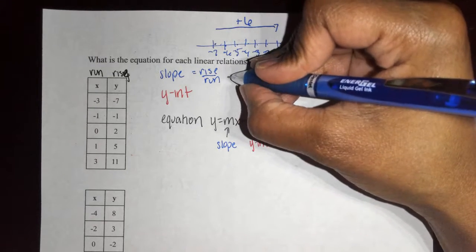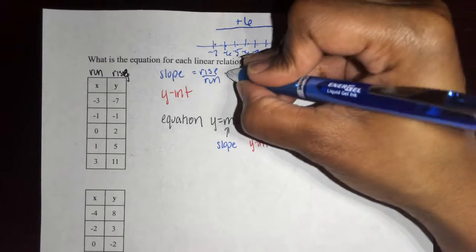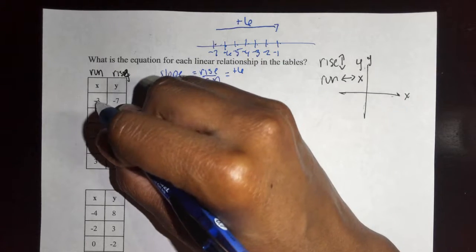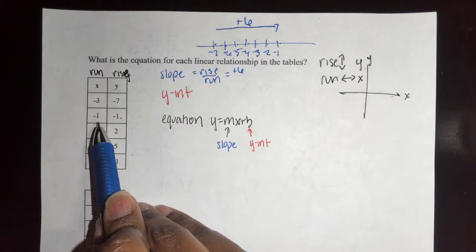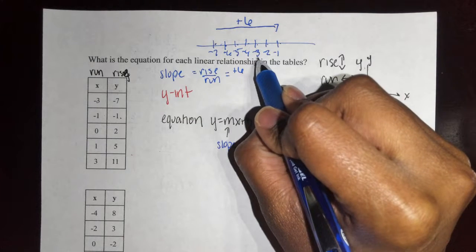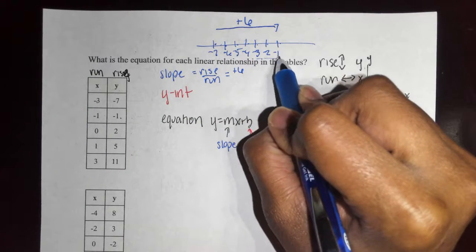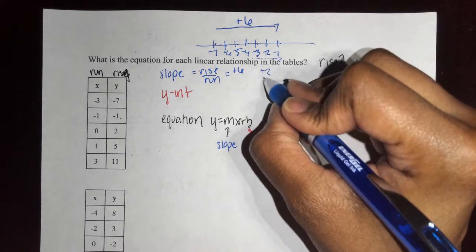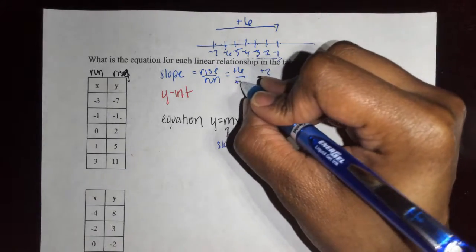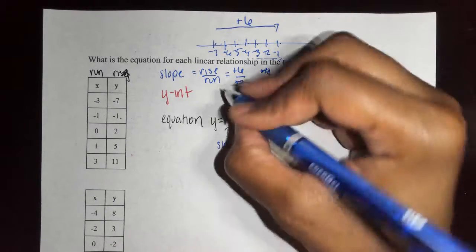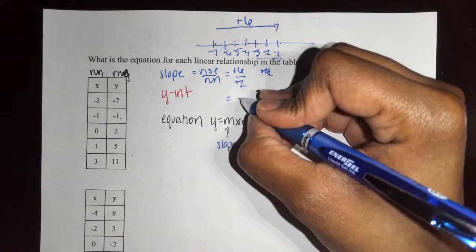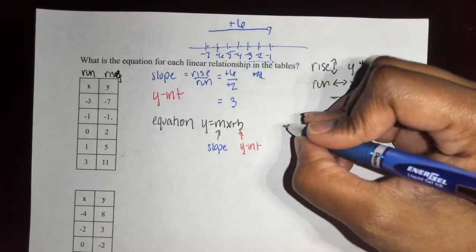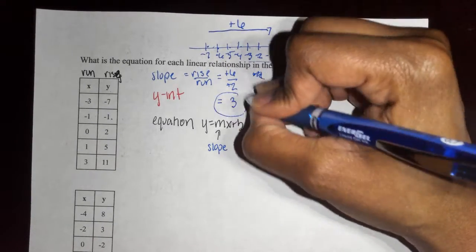So our rise here is +6. And then our run: we started at -3 and went up to -1, so we went up by 2. Our run was +2. Well, +6 divided by +2 gives us +3. So our slope here is +3.